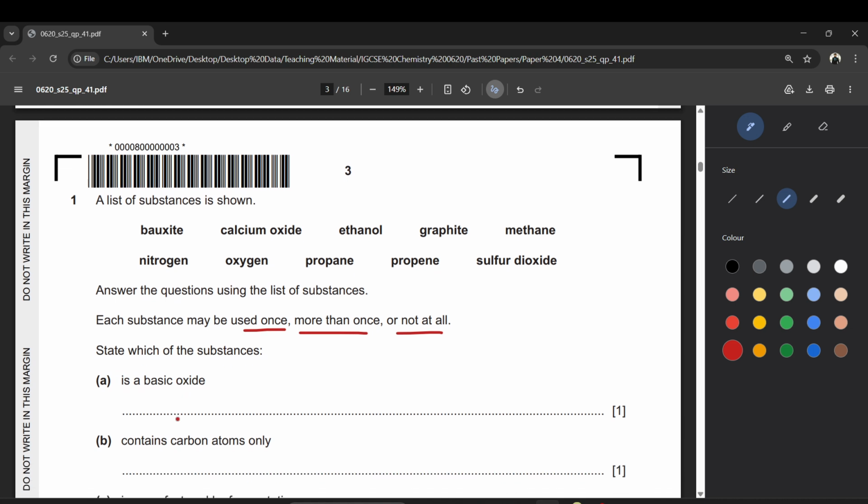Now, whenever you need to remember which one is a basic oxide and which one is an acidic oxide, one of the things that I teach my students is this, BAMN. Okay. Now, from this, you can see that basic oxide is metal oxide. Then A stands for acidic oxide and N stands for non-metal oxide. Okay, this makes life a lot easier for students.